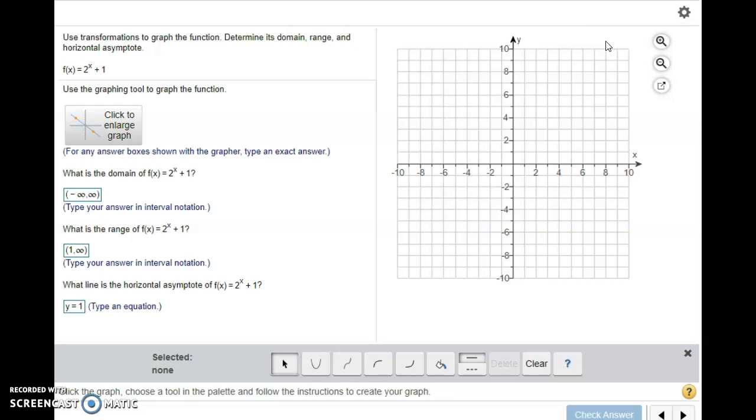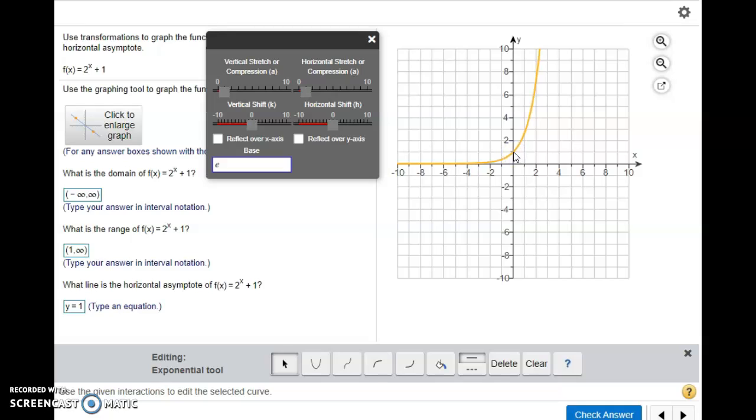Now, remember that when we're looking at an exponential function, we know it always goes through the point 0, 1. So I'm going to pick up the tool that is for exponential, and that's the fifth one in. First we have the arrow on our toolbar, and then we have a parabola, then a cubic, this is logarithmic, and then this is our exponential. And I know that it goes through the point 0, 1. So I pick up the tool, I click on that one point. Now there is a general exponential curve.